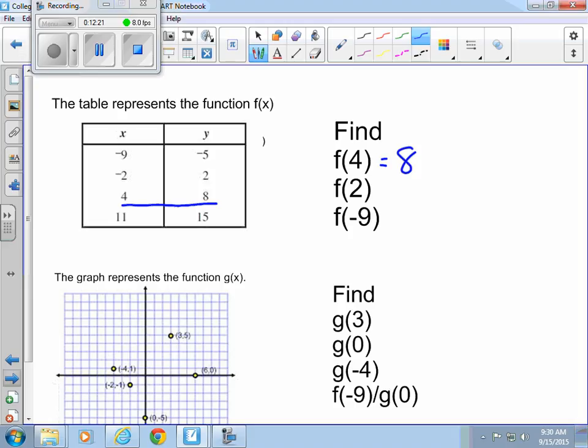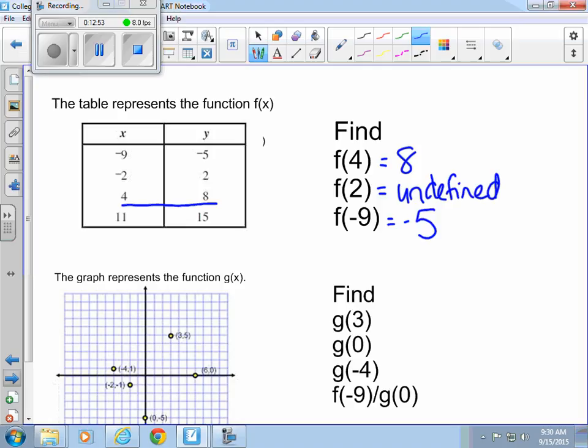So what about f of 2? I don't know. Agree? You ever heard the word undefined? What does undefined mean? It has not been defined, right? Would you agree on that table? F of 2 has not been defined. No one told us what it was. So f of 2 is just something that has not been defined. We don't know what it is. What about f of -9?